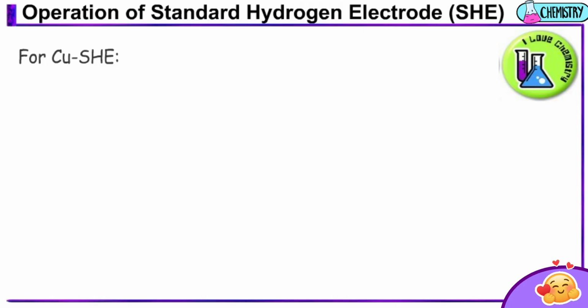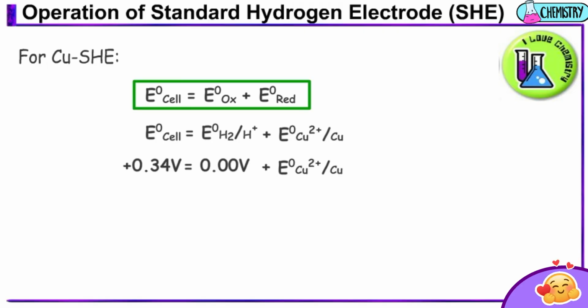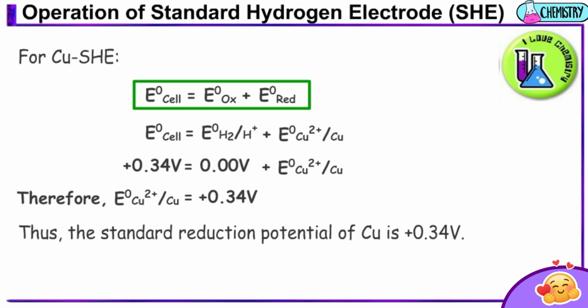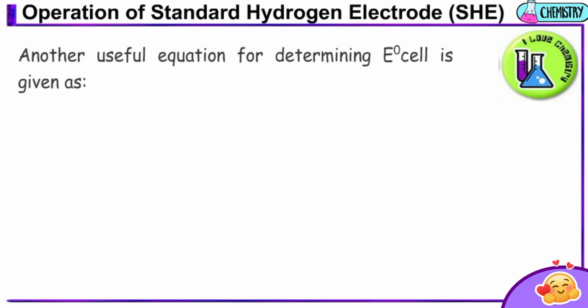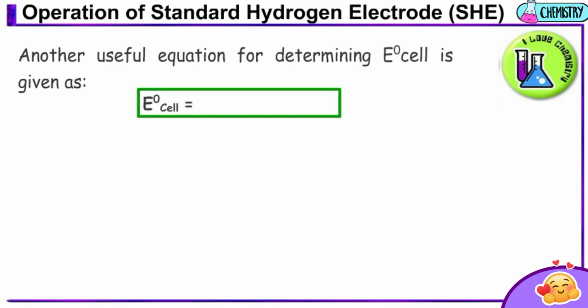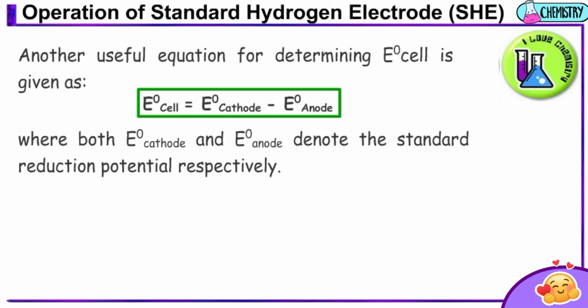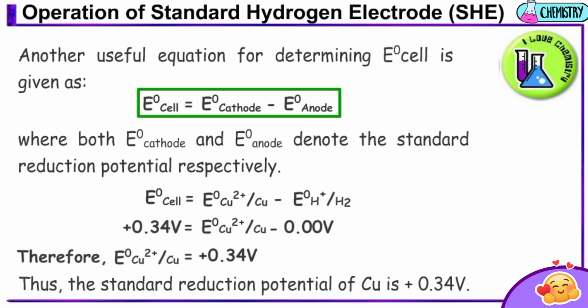We can calculate the standard reduction potential of copper by using the formula E° cell equals E° oxidation plus E° reduction. From the calculation, the standard reduction potential of copper is positive 0.34 volts. Another usable equation for determining E° cell is E° cell equals E° cathode minus E° anode, where both E° cathode and E° anode denote the standard reduction potentials respectively.